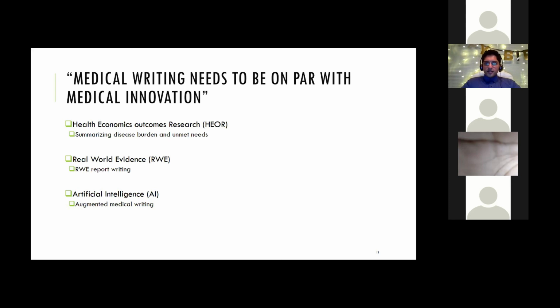And here are just 3 examples of the leading edge within medical writing. The first is health economics outcomes research. The purpose of this type of medical writing is to summarize the disease burden and to highlight unmet medical needs. And health economics outcomes research also talks about the economic burden that a disease could have.